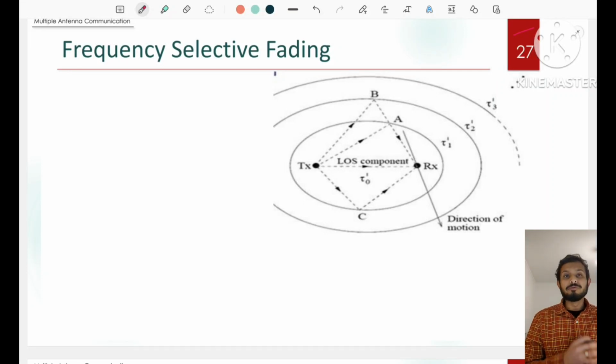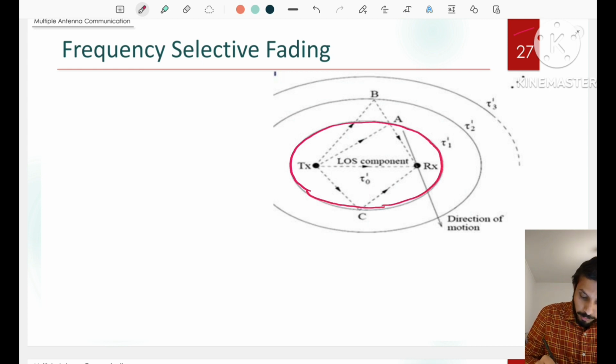Earlier in flat fading, we have seen the characterization of flat fading, the characterization of the envelope of the received signal, the correlation of the signal, and then we defined the coherence time and Doppler spectrum when we consider the Rayleigh fading condition. And in flat fading, what we consider is we have an ellipse, and the transmitter and receiver are present at the two focal points of the ellipse, and all the reflectors and scatterers are present on the ellipse.